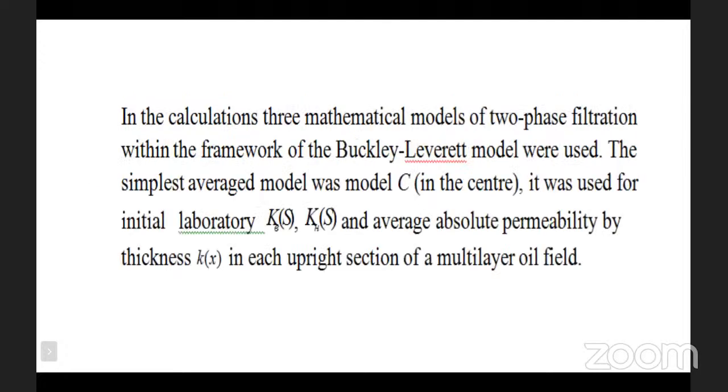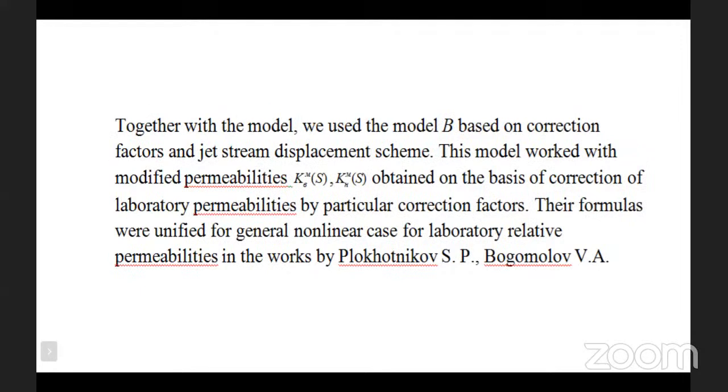In the calculations, 3 mathematical models of two-phase filtration within the framework of the Buckley-Leverett model were used. The simplest averaged model was model C in the center. It was used for the initial laboratory K sub B of S, K sub H of S, and average absolute permeability by thickness K of X in each upright section of a multi-layer oil field. Together with the model, we used the model B based on correction factors and jet stream displacement scheme. This model worked with modified permeabilities K sub B of S, K sub H of S, obtained on the basis of correction of laboratory permeabilities by particular correction factors. Their formulas were unified for general nonlinear case for laboratory relative permeabilities in the works by Plokhotnikov, Bogomolov, and others.